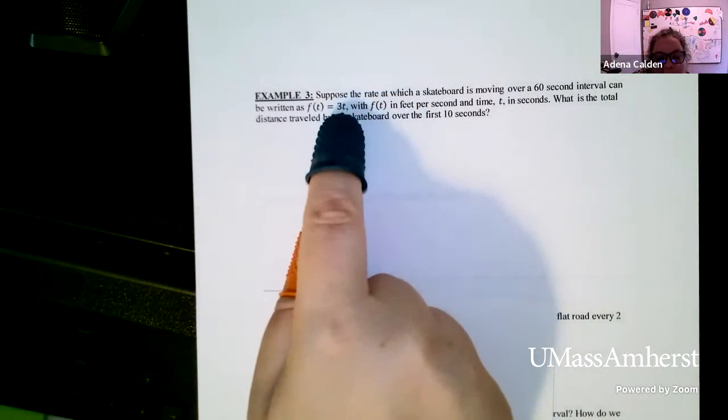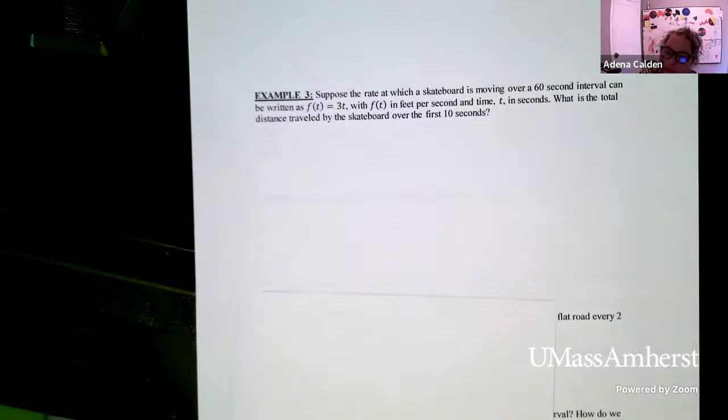If this was just 3 feet per second, it would be the same as the other problems. We would just graph that constant line and we would just multiply. But now we have a rate that is a function. Fortunately for us, it's a linear function. It's 3t. So what we need to do is think about how we can draw this, because we can't just multiply like we did before.